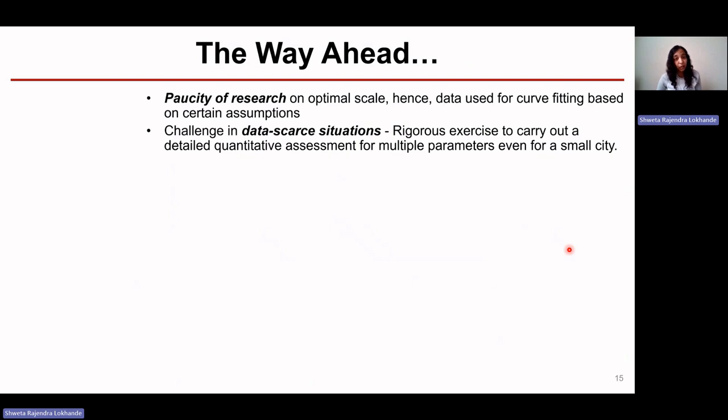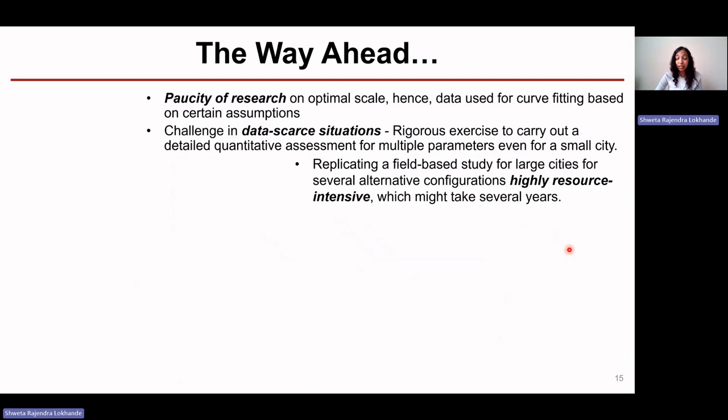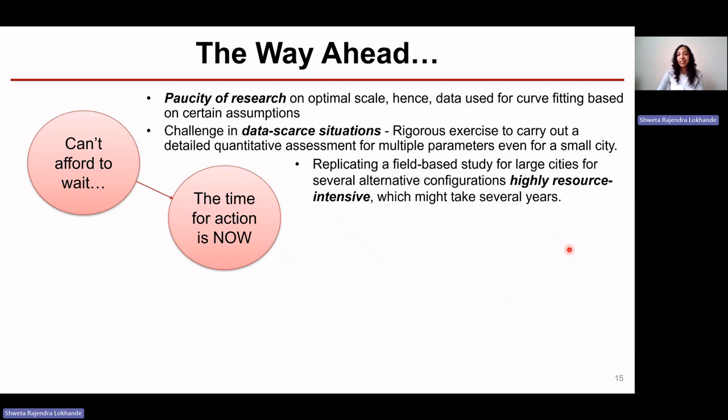Although there is a paucity of research on optimal scale, and due to this, the data used for the curve fitting is based on certain assumptions and field experience. It is a rigorous exercise to carry out a detailed quantitative assessment for multiple sustainability and resilience parameters, even for a small city. Replicating such field-based studies for large cities is surely highly resource intensive, and it might take several years to even generate a single data point in the assumptions used for the curve fitting. But we can't afford to wait because the time for action is now.